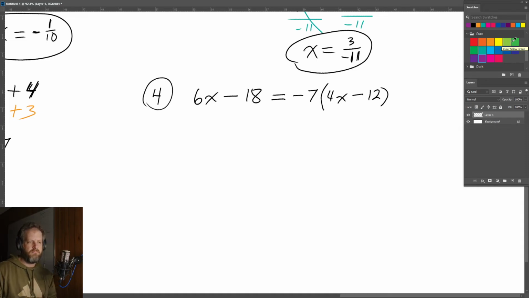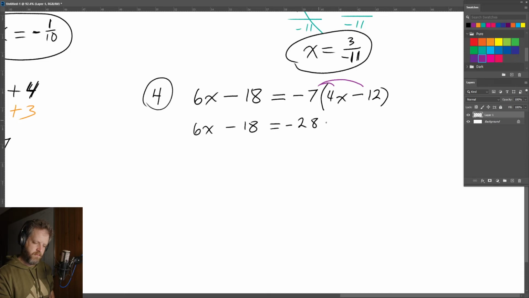Do the distributive property with the 7. With the 7 and the 4. I don't see a 7 there. -7. So what's going to happen on the left side? It all stays the same. So what's -7 times 4x? -28x. And then -7 times -12. 84.